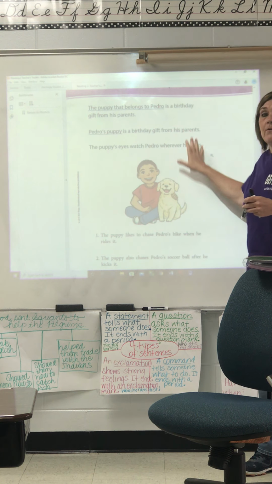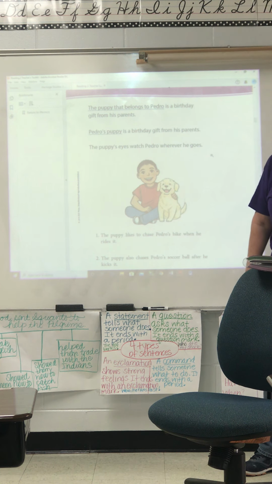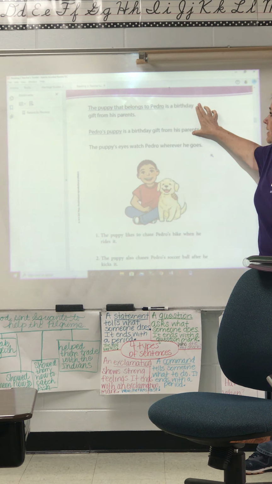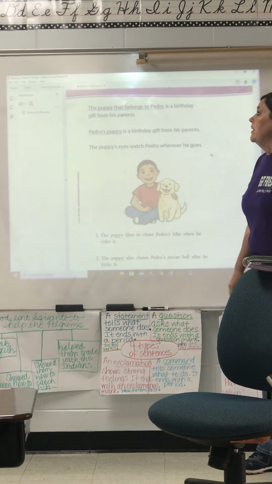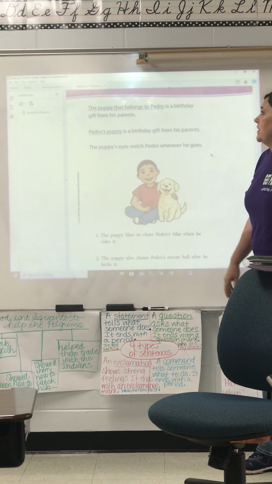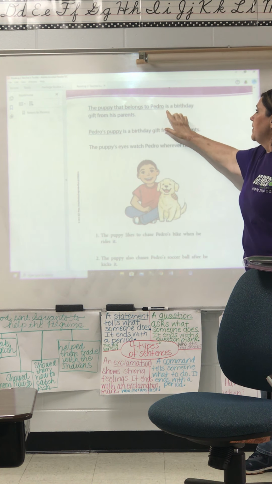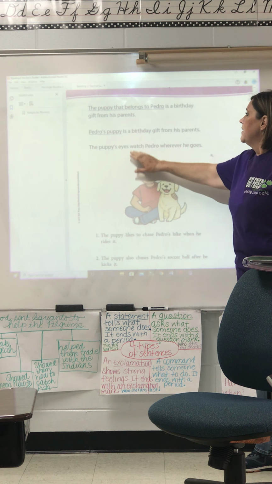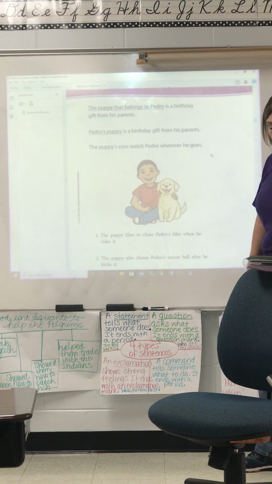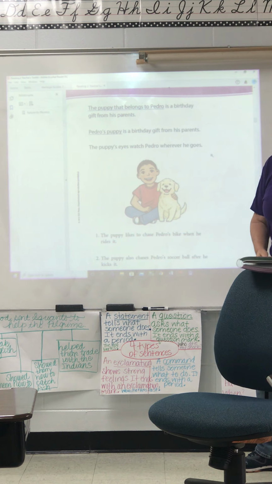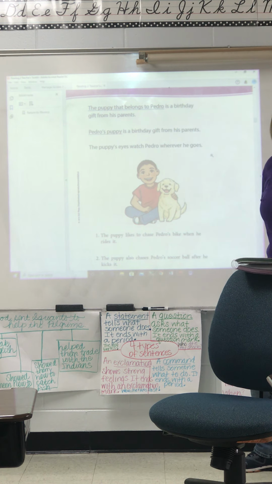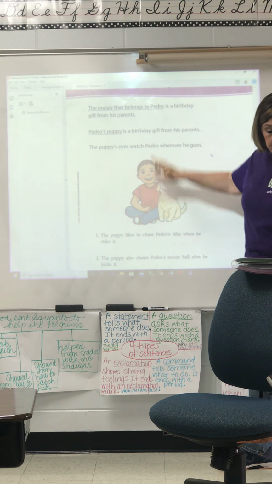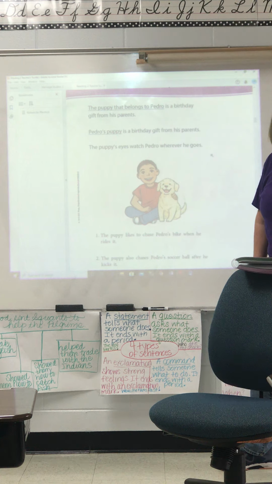But first I want to go over your phonics skill, which is really an English skill, and it's not new, it's something that we've already done. At the top we have two sentences that essentially say the same thing. The puppy that belongs to Pedro is a birthday gift from his parents. Pedro's puppy is a birthday gift from his parents. These sentences show us two ways to tell that Pedro owns or has something. The underlined group of words mean the same thing.